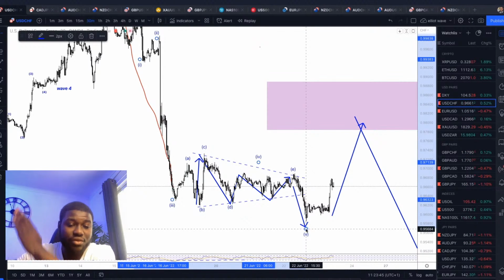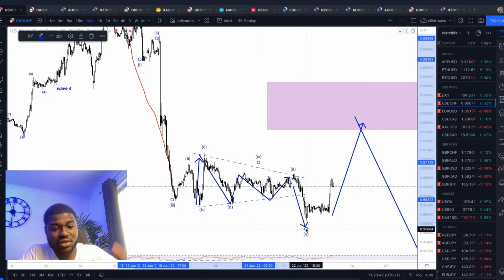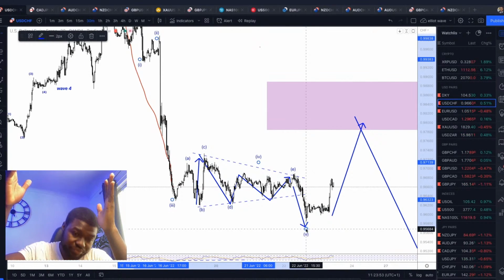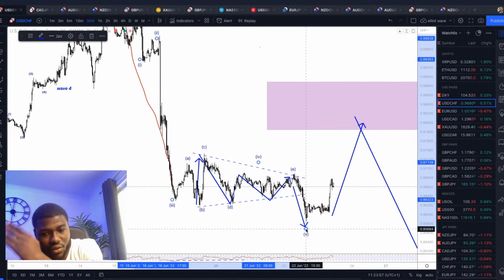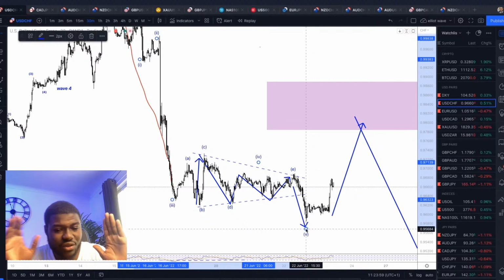There's going to be a correction to the opposite side. If there is a bearish 5 waves, there's going to be a minimum of ABC to the upside. If there is a bullish 1, 2, 3, 4, 5, there's going to be a minimum of ABC correction to the downside. Hope it's not too complicated.